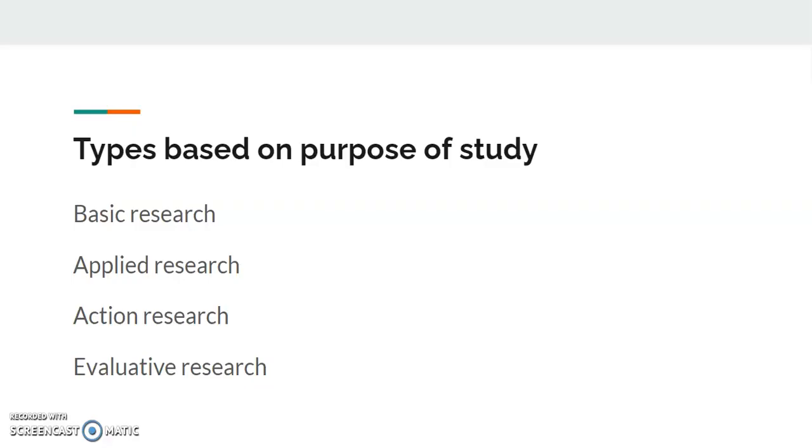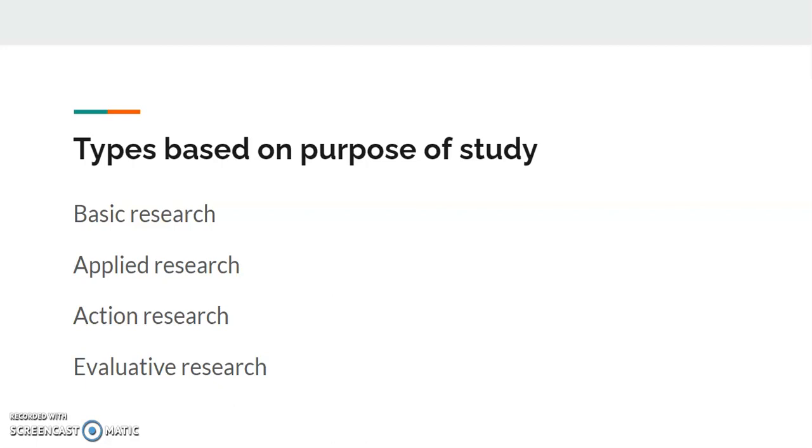Okay. So there are different types of research. If you open books, different books will explain different kinds of research. So here I have given you very simple types which help you, just to know what is research and its types. So we can classify research basically based on the purpose of study and based on the methodology.